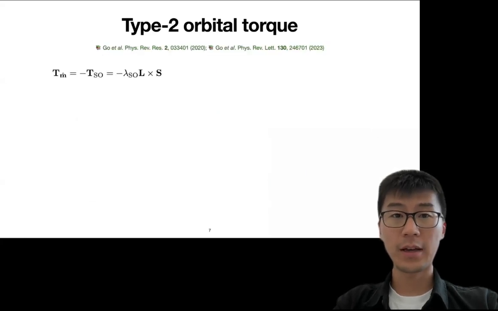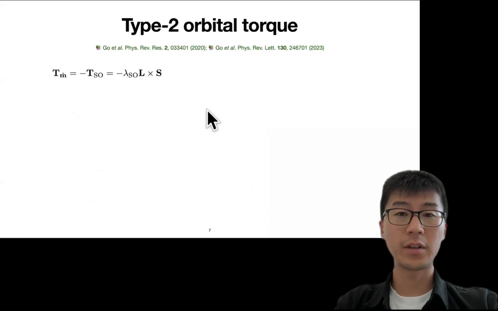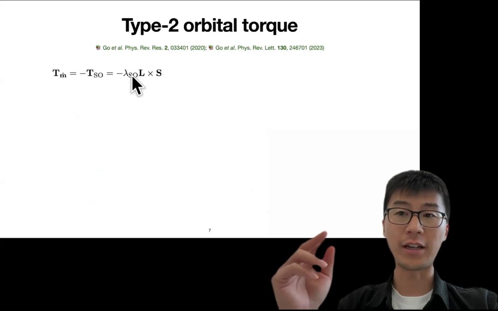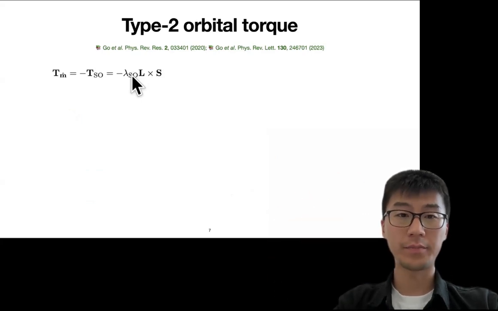But later, we learned that there is another contribution to the torque, the orbital torque, where the property is quite different. So a type 2 orbital torque, I mentioned that I refer to the following term, L cross S torque, due to the exchange of angular momentum between spin and orbital part.